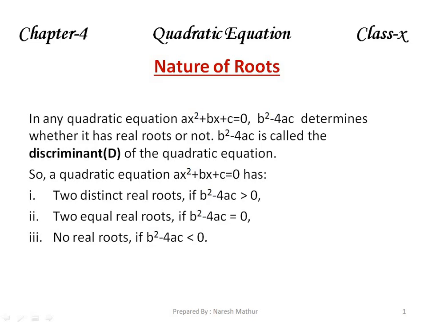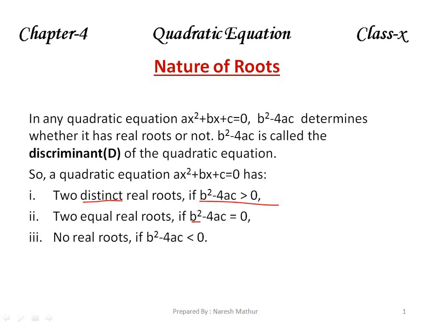So in a quadratic equation, if the value of b square minus 4ac is greater than 0, then we can say the equation has two distinct and real roots. Distinct means different real roots. Let's say one is 3 and another one is 2 or 3 by 2, something like that.